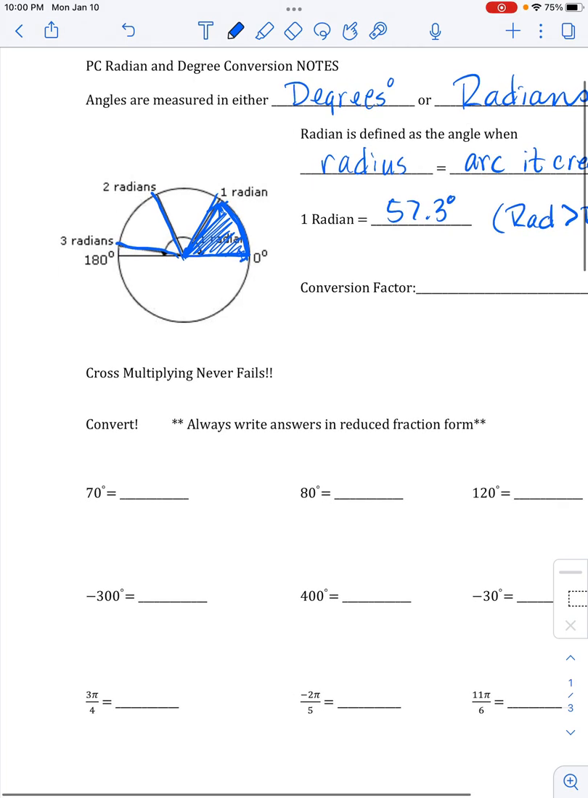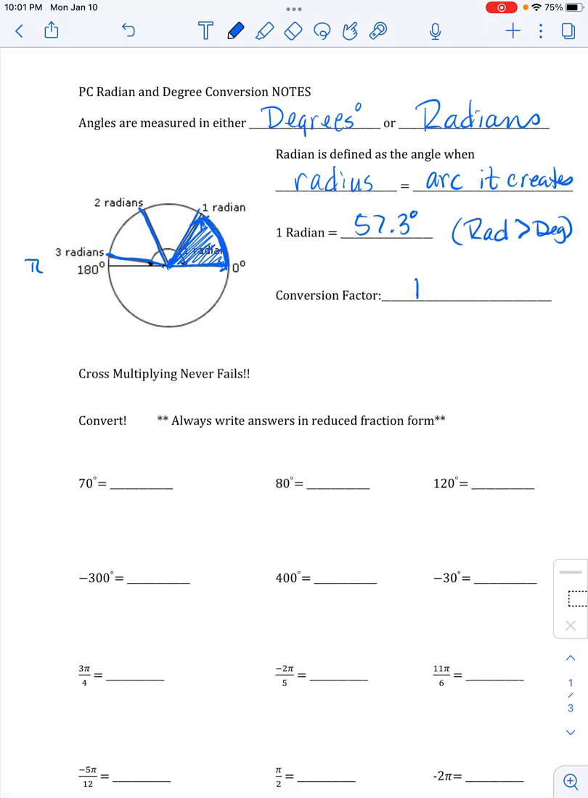So if you went just past 3 to get to 180, say you went to 3.14 or so, in the world of mathematics, that's actually known as pi. And that, my friends, is our conversion factor. Pi radians, so just a little over 3, is the equivalent to 180 degrees. So if you go pi radians, and I go 180 degrees, we're going to end up in the same spot. This is your conversion factor.